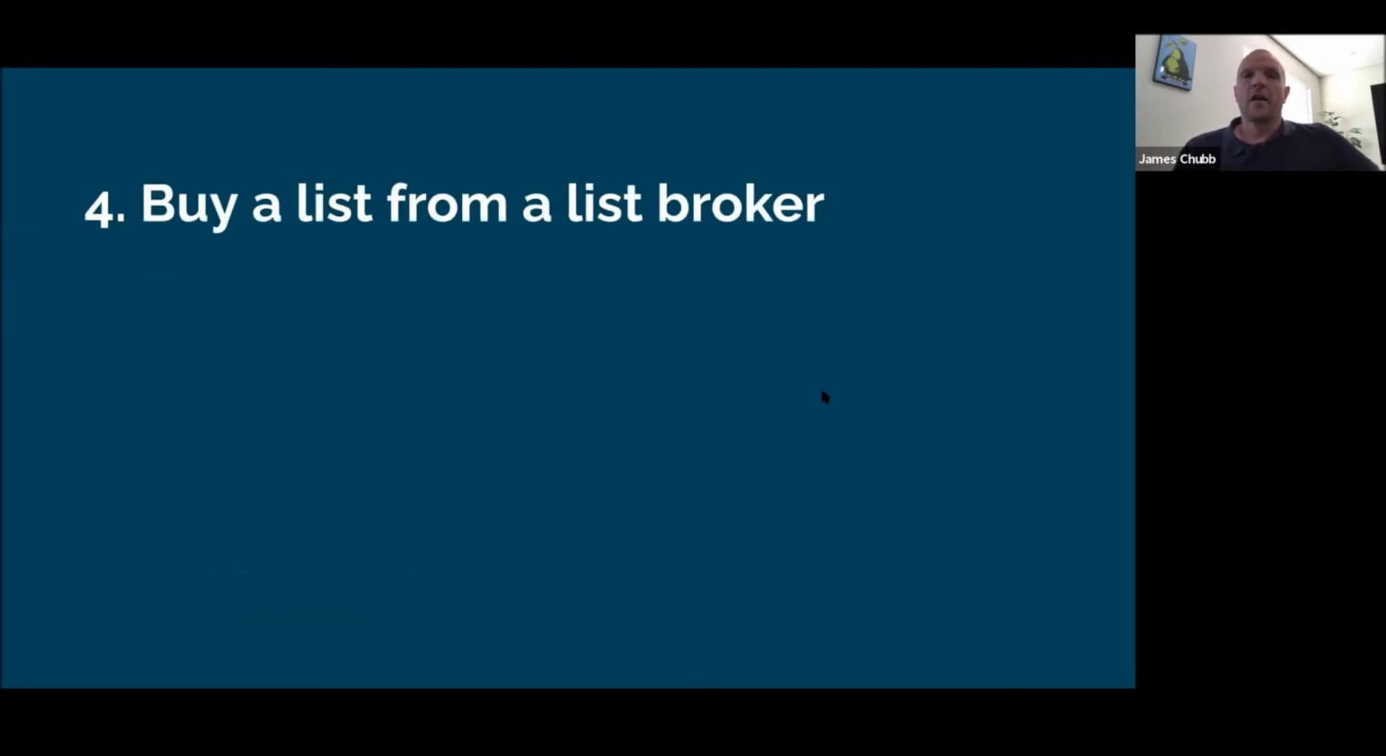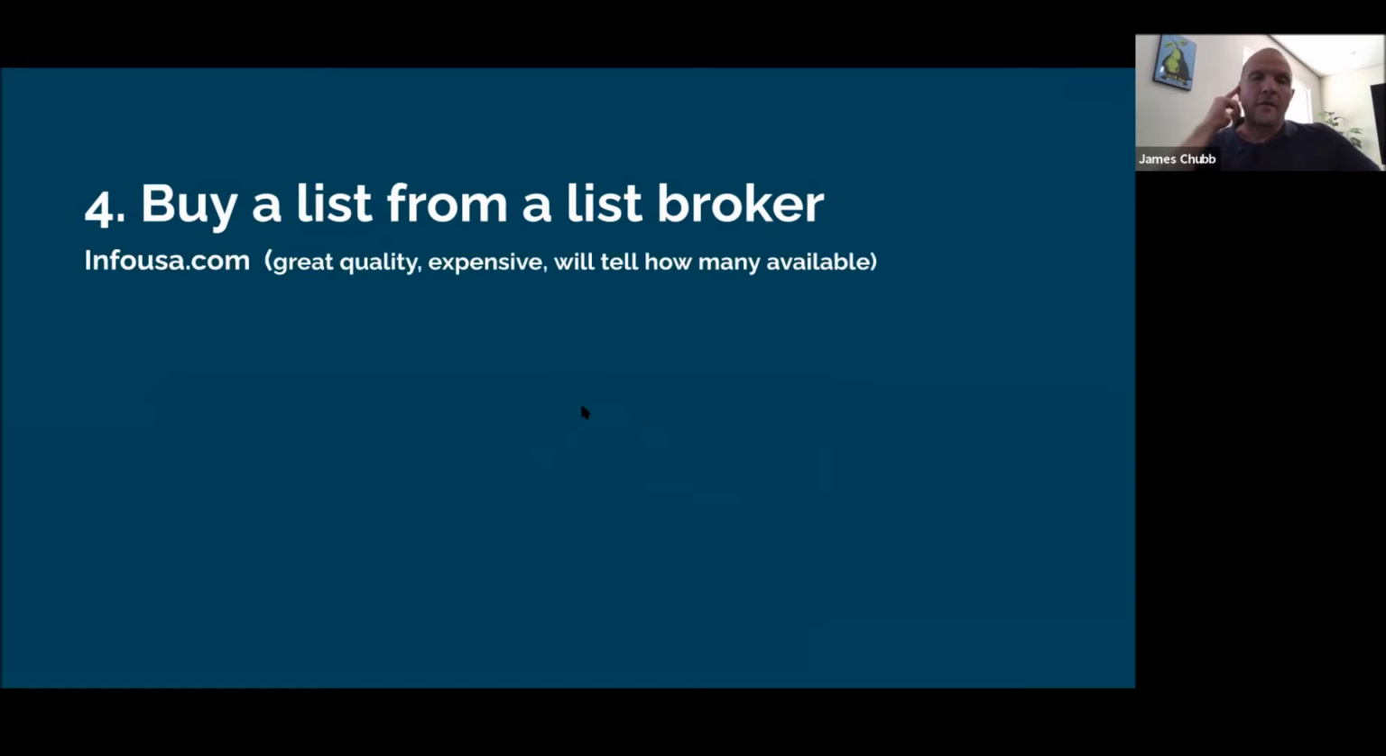Let's see, list broker. This is one of the most popular ways people get started as well, where they actually go out and buy a list from a list broker. And there's lots of different list brokers out there. Once you get the list from the list broker, you can go in and augment it to make it your own and improve the data in there. So there's a number of different list brokers. Info USA in the US has typically been a top quality broker.